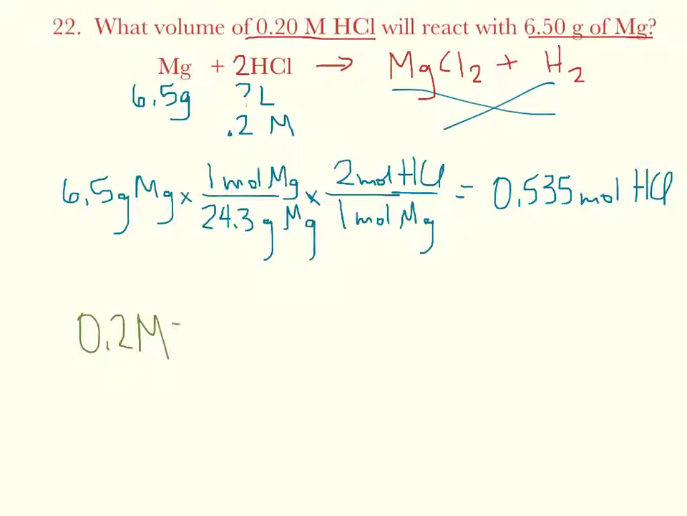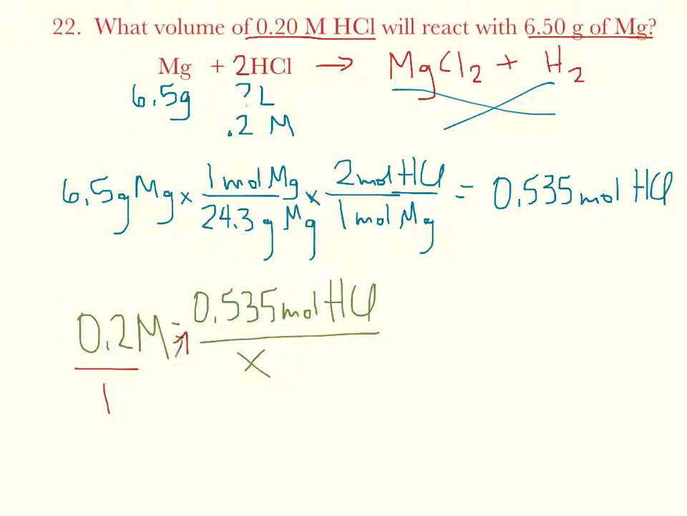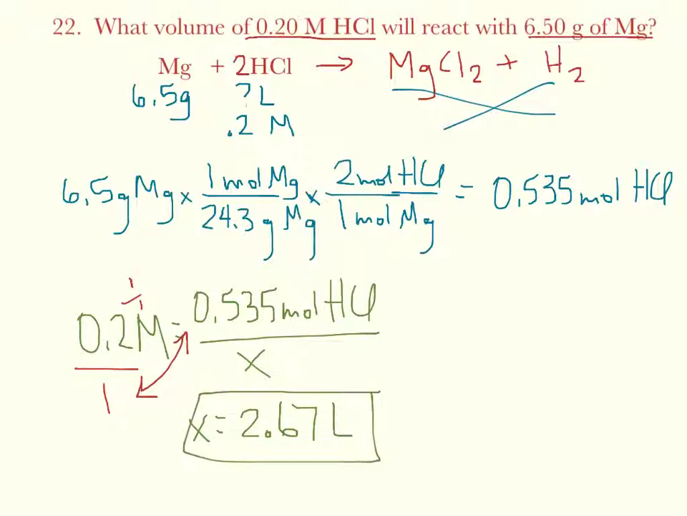0.2 molarity is equal to 0.535 moles of HCl over X, and this will help us find the volume of HCl. When you're solving this, cross multiply, so that's 0.535 times 1 divided by 0.2, and you get X is equal to 2.67 liters. And that's my final answer.